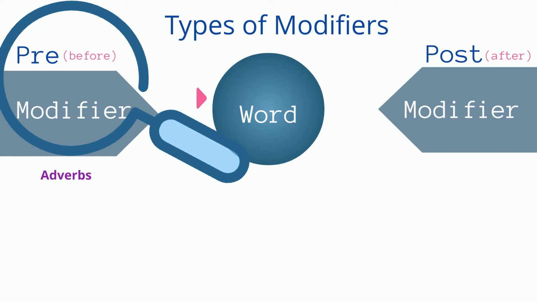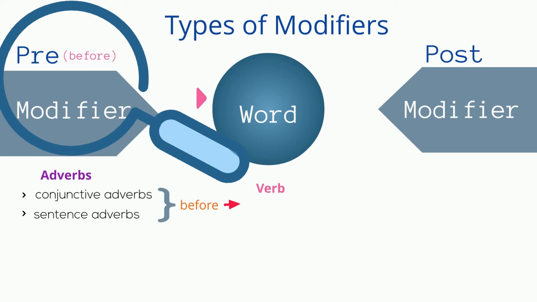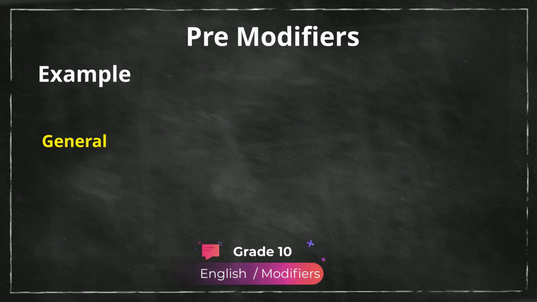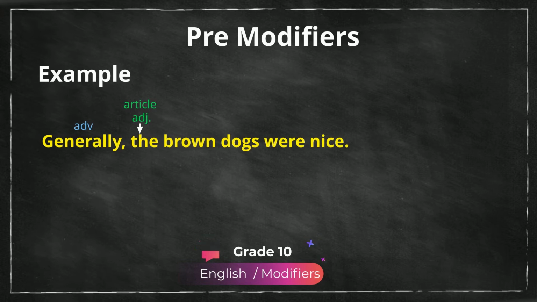Adverbs are often placed before the words they modify. Conjunctive adverbs, sentence adverbs, and some other adverbs can work being placed before the verbs, adjectives, or other adverbs they modify. For example, "Generally, the brown dogs were nice." The adjectives before the noun dogs are pre-modifiers.